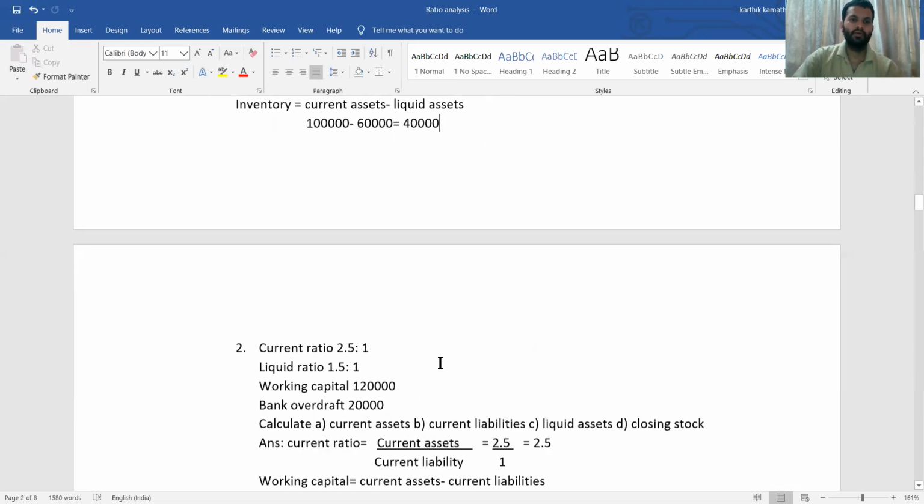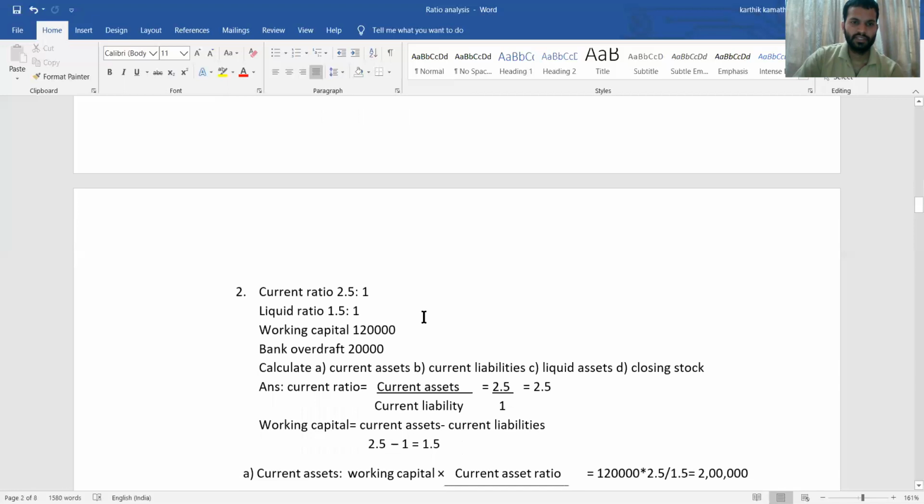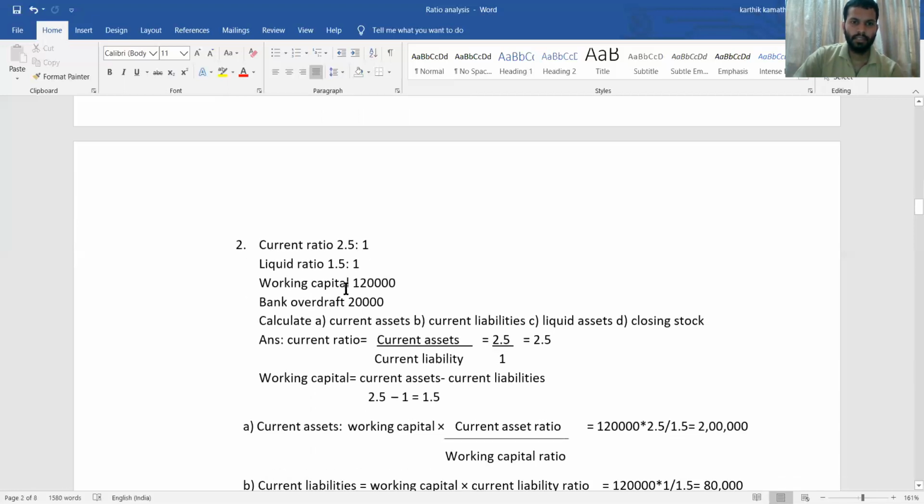Now the second problem, again a similar type of problem. Current ratio 2.5 is to 1. Liquid ratio 1.5 is to 1. Working capital 1 lakh 20,000. Bank overdraft 20,000. Calculate current asset, current liabilities, liquid asset and closing stock. Here they have asked both current asset as well as current liability, then liquid asset, then closing stock.